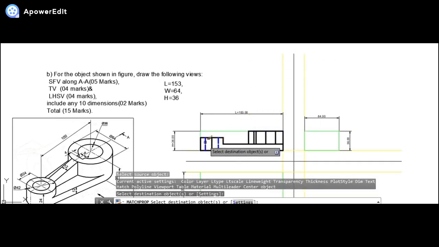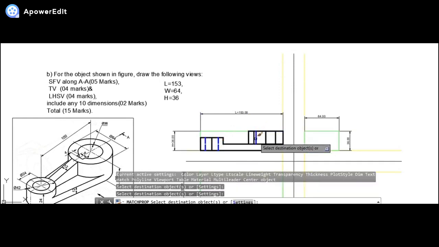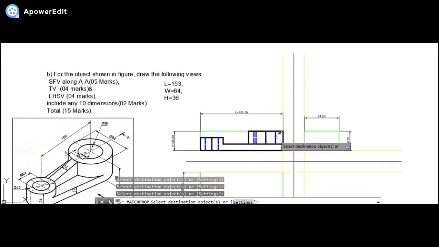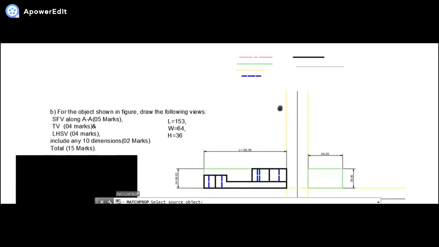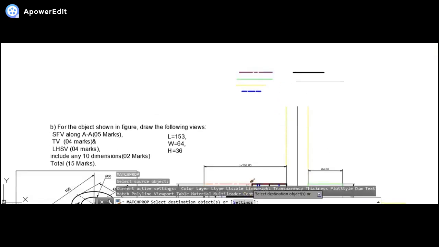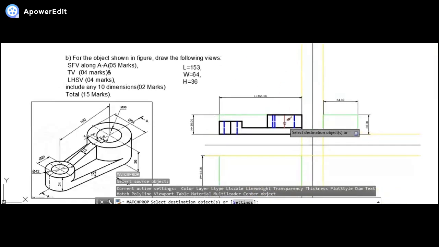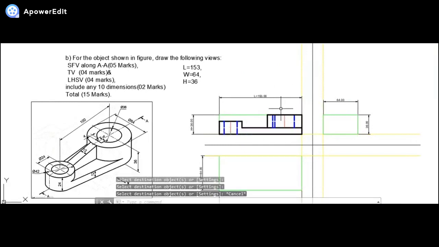So this would be hidden. This would be hidden. These both would be hidden. This one, this one, this one, this one. Now whatever the center line is there, I'll be making that particular edge as the center line. This one. So this is the center line over here. This is the center line over here.